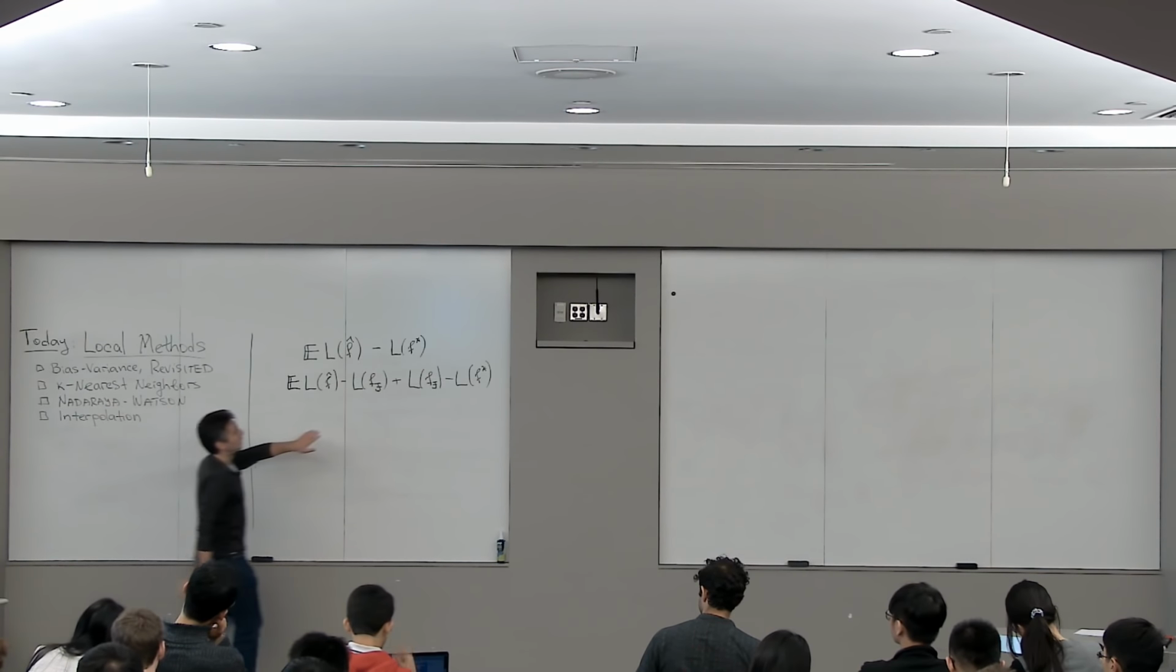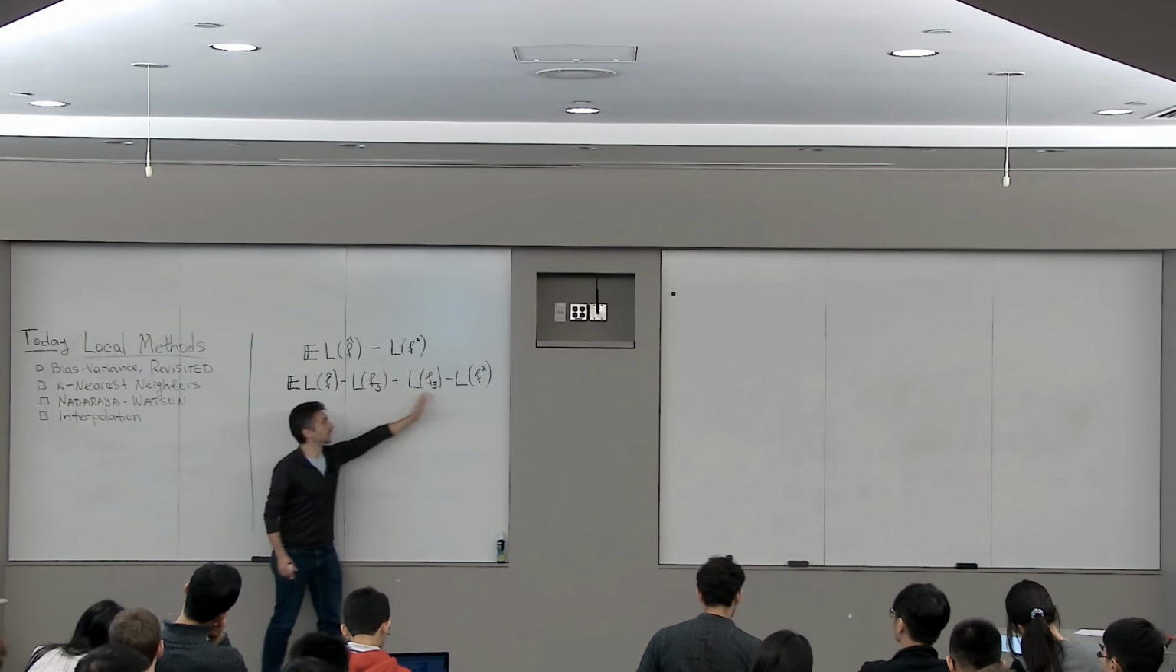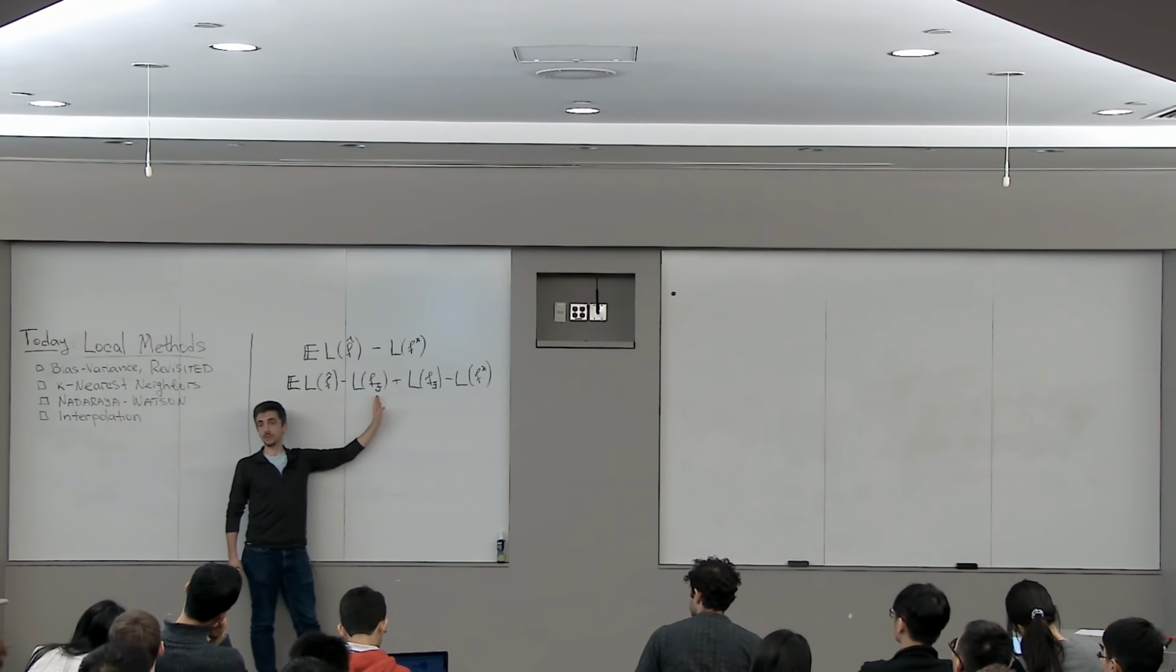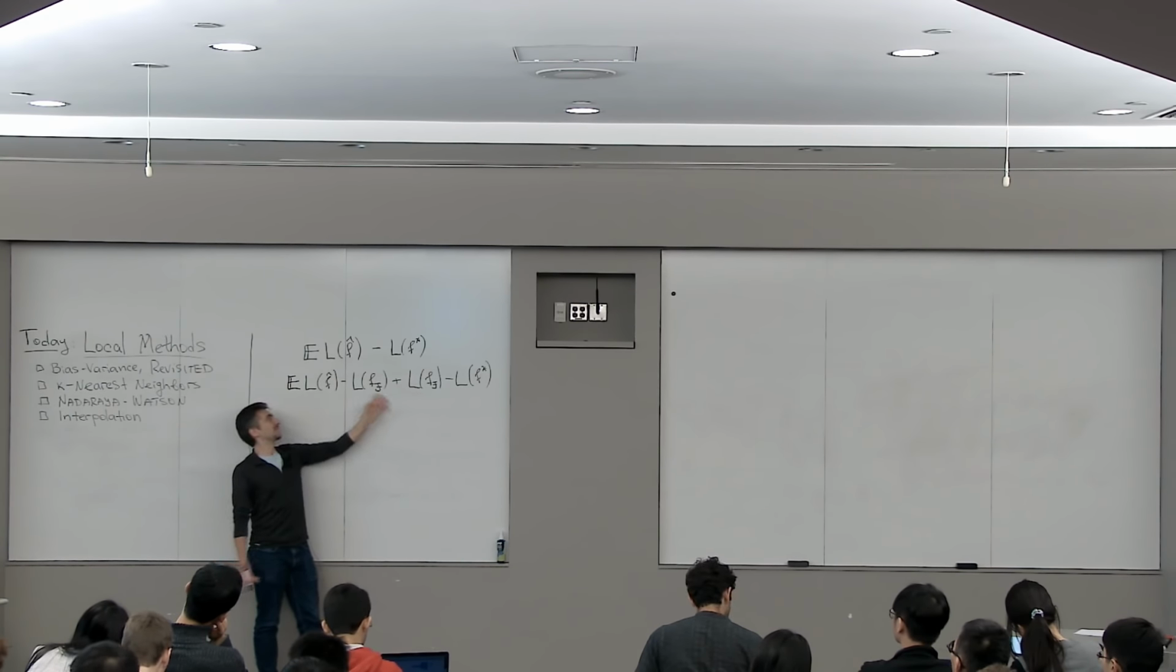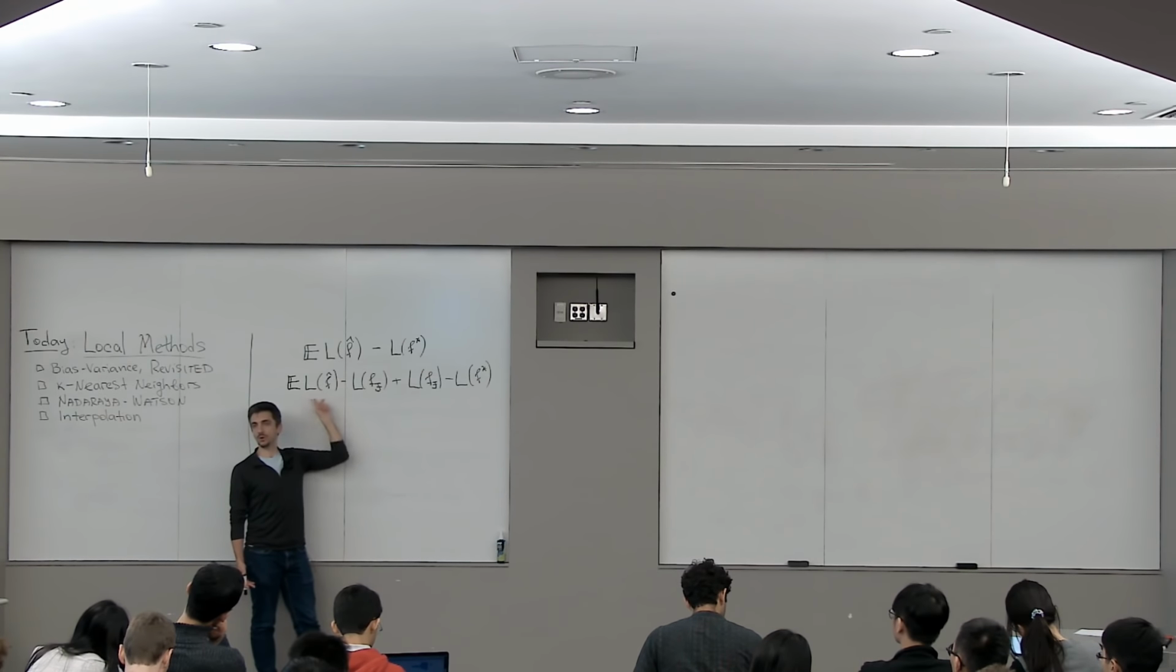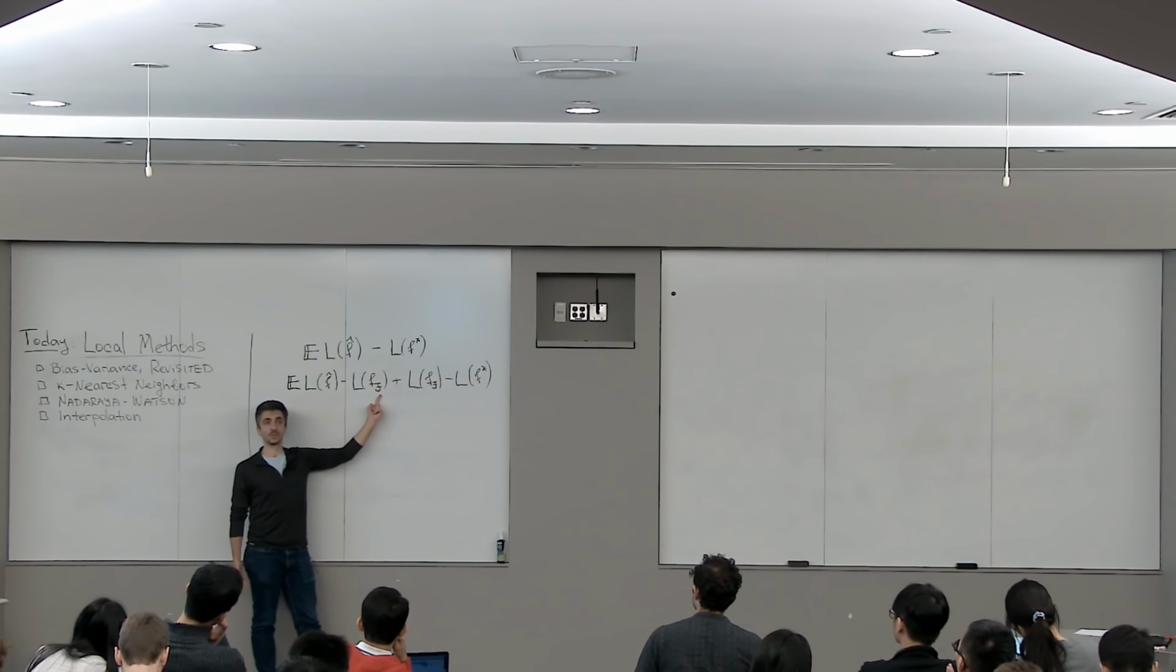Now, once you do the split with f, it makes sense to minimize empirical error. It makes sense to minimize empirical error restricted to this class f. And we saw when this is a good procedure.